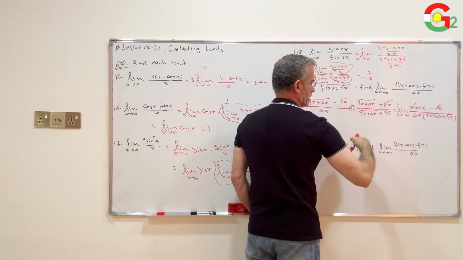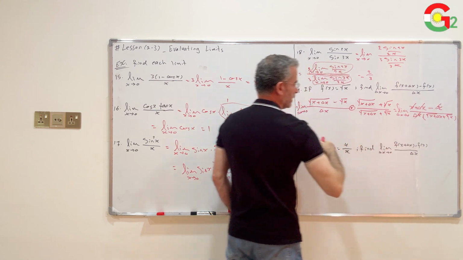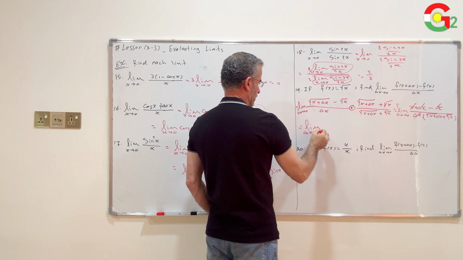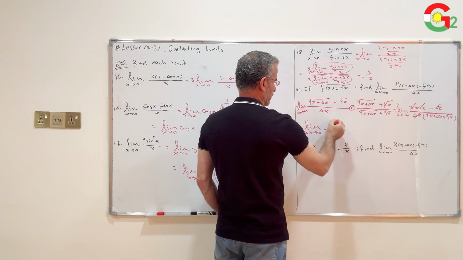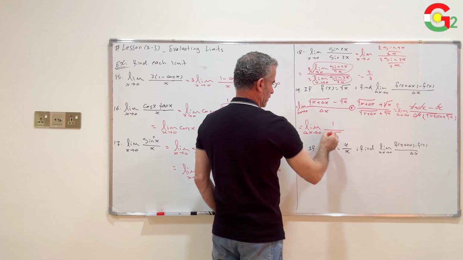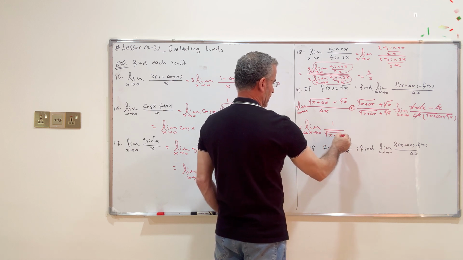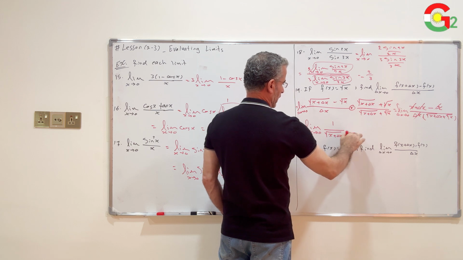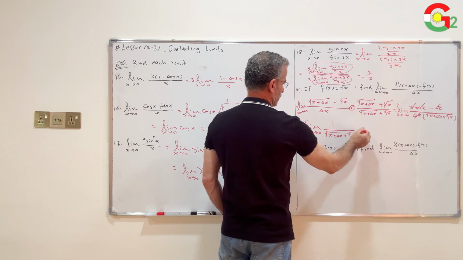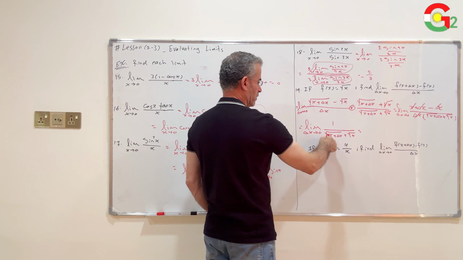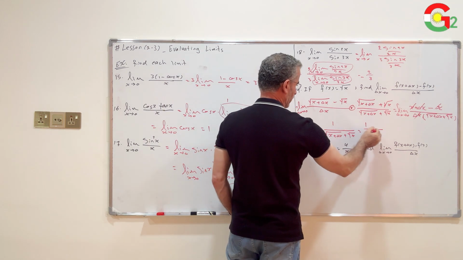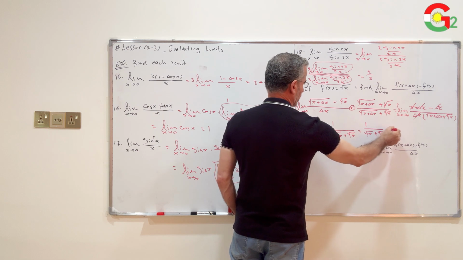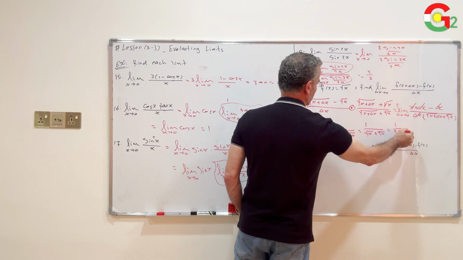x minus x is 0, and delta x with delta x cancels, then the result will be the limit as delta x approaches 0 of 1 in the numerator over the denominator square root of x plus delta x plus square root of x. Substitute now every delta x with 0. The answer will be 1 over square root of x plus square root of x, which is 1 over 2 square root of x.